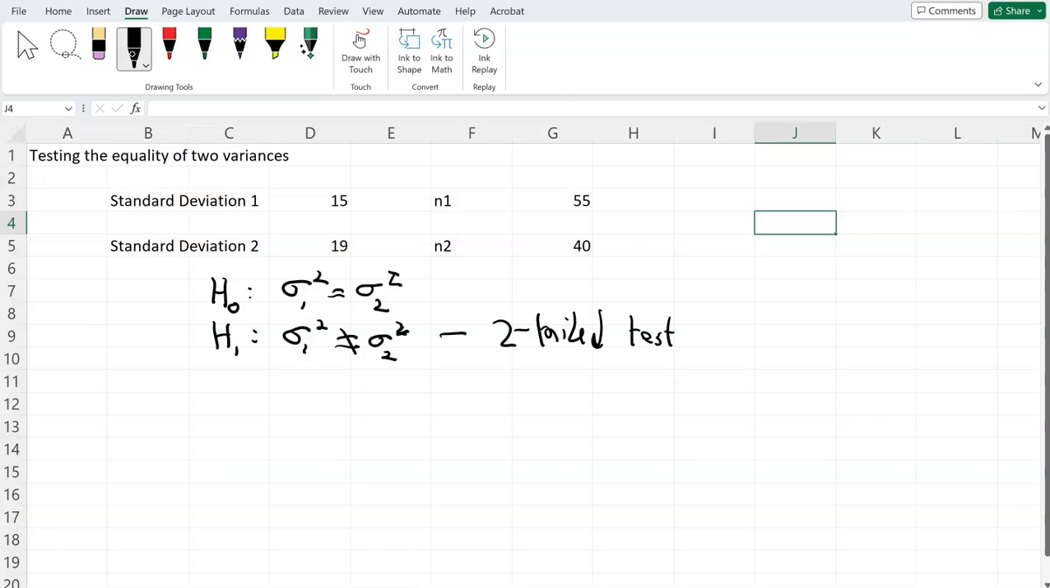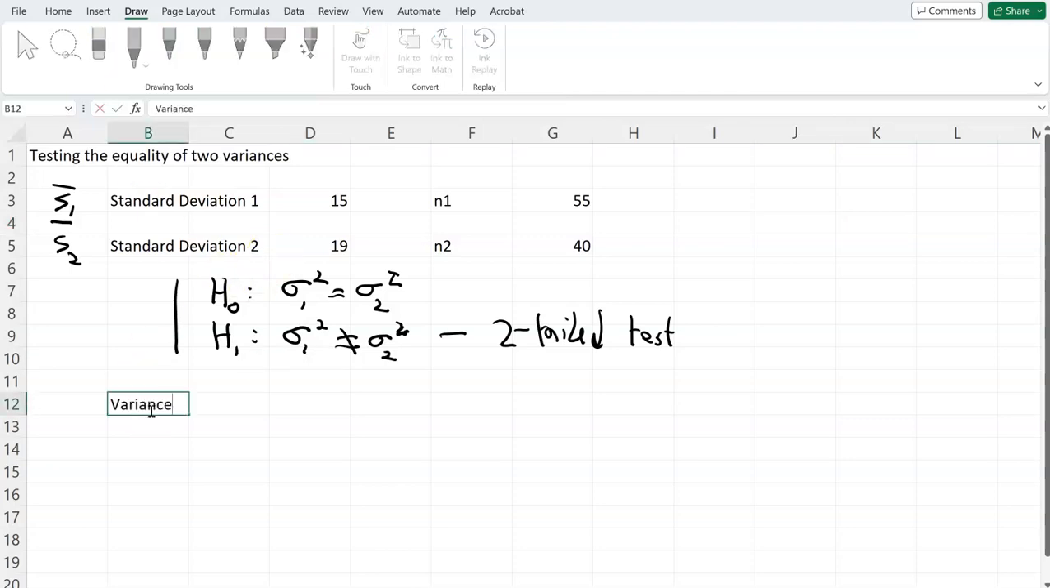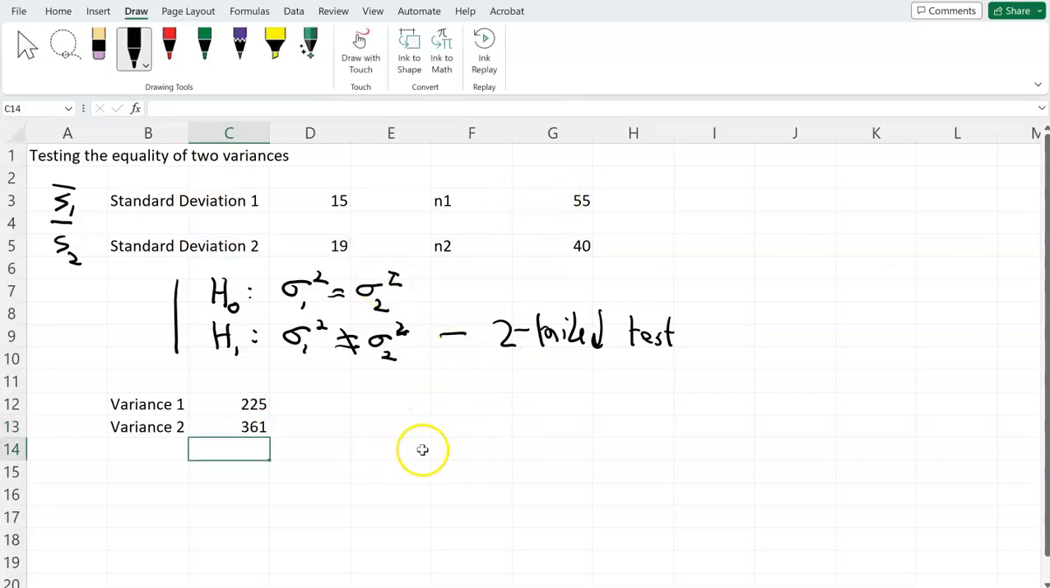And another thing to note is that we have here our standard deviations. So we have S1 and S2. But we are testing for variances. So we need to convert the standard deviations to variances. So let's do that. Let's say variance 1 and variance 2. So variance 1 would be 15 squared, and variance 2 would be 19 squared. And we have our N1 and N2.